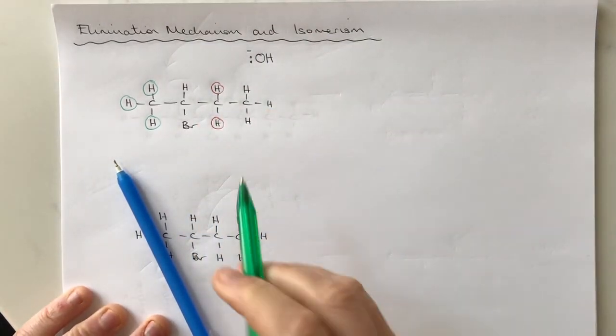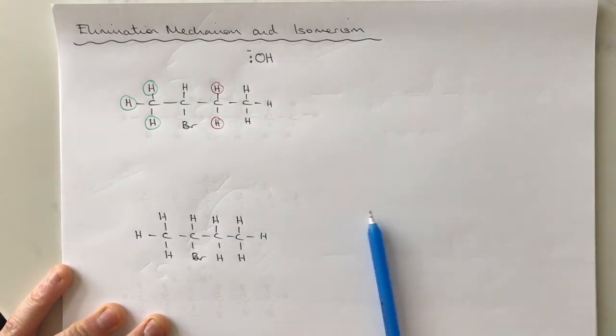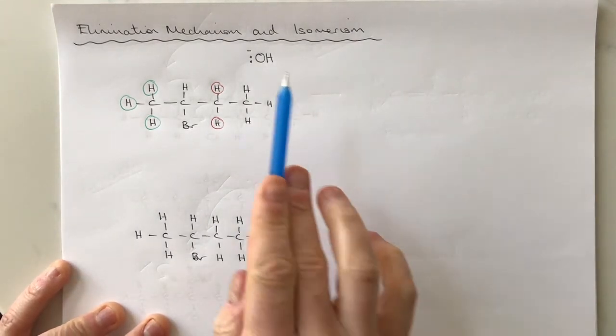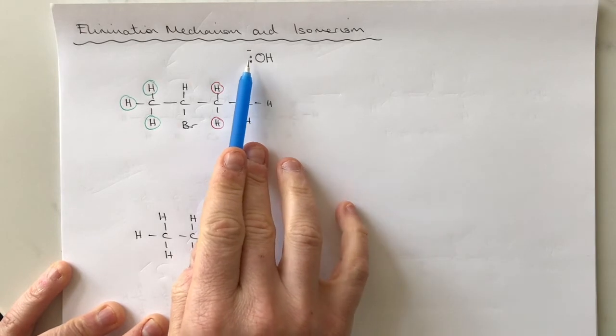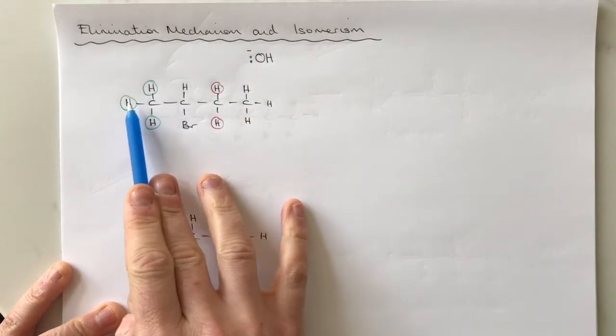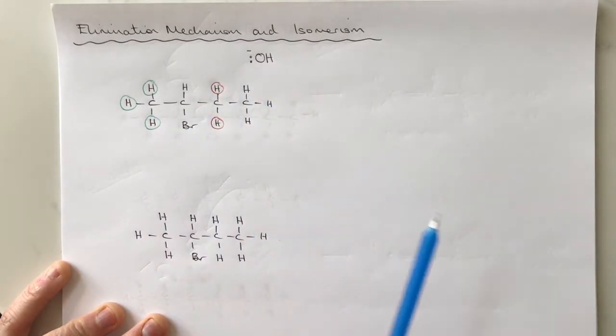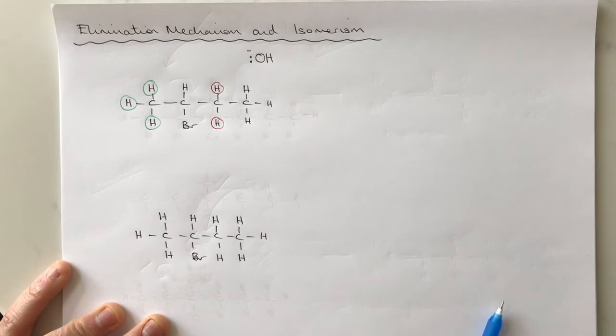Now, these hydrogens are not the same. This is not a symmetrical molecule. We say it's an asymmetrical molecule. So I'm actually going to get a different product depending on whether the hydroxide ion attacks at this side onto one of those 3 or attacks here onto one of those 2. So I'm going to go through the 2 options that could occur.